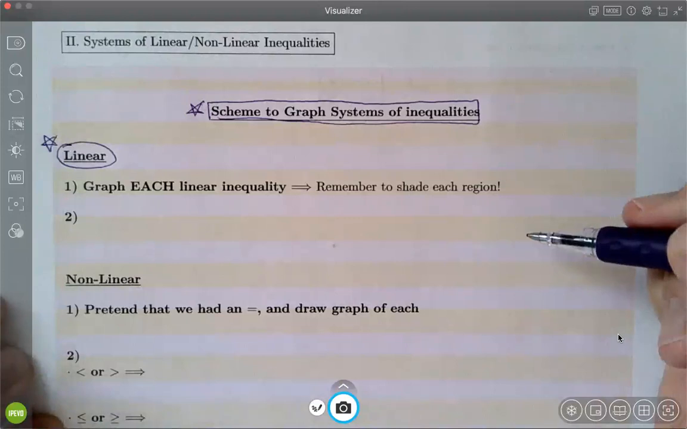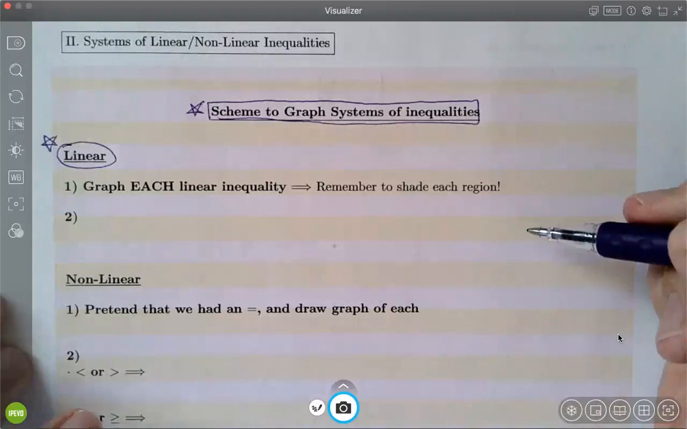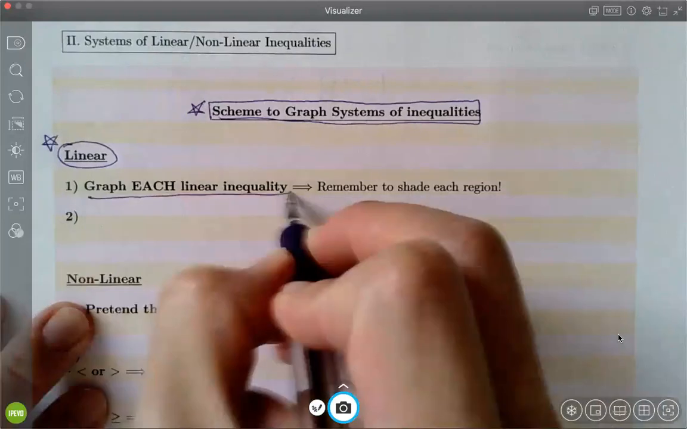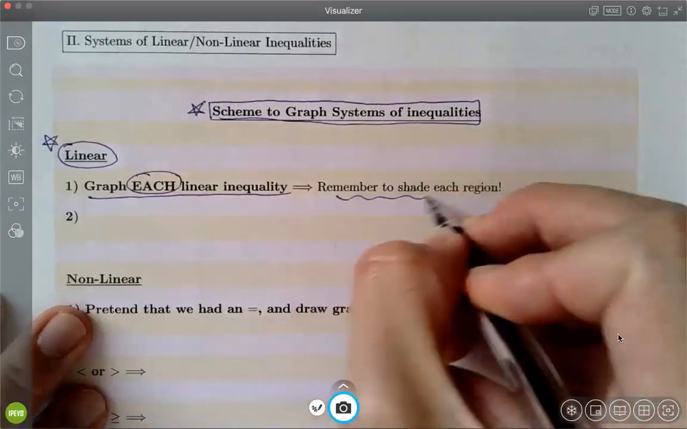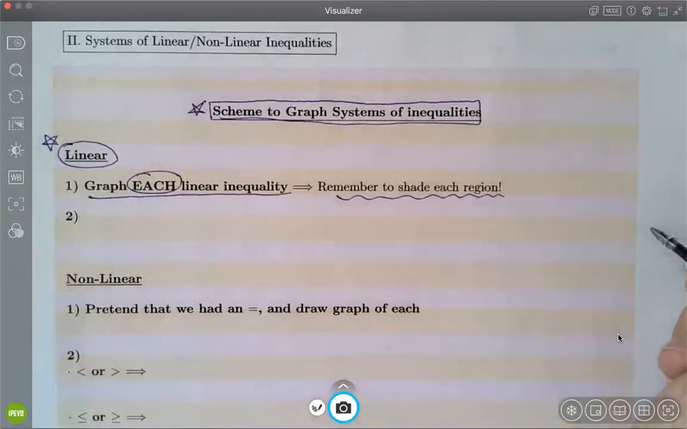Anyways, so here, what's the scheme? Here you'll see two linear inequalities. So what do you do first? Graph each linear inequality, which we just saw, okay? And remember to shade the right regions. Then you'll see a region for one inequality, and then you'll see another shaded region for the other inequality. And at some portions on the xy plane, there will be the overlaps.